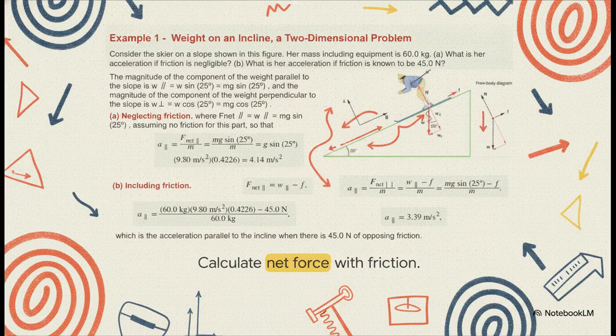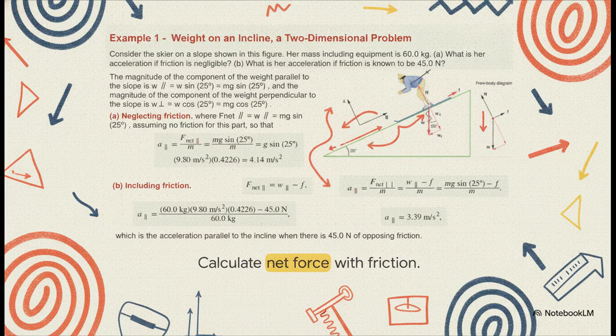Let's see how this actually plays out in a typical exam question. We've got a 60-kilogram skier on a 25-degree slope. First things first, we find that parallel gravity component that's making her slide downward. Now, if the snow is completely frictionless, her acceleration is purely driven by gravity pulling her down the incline.